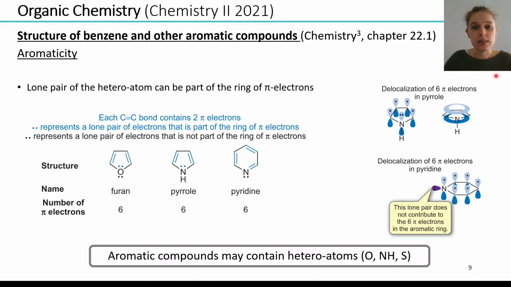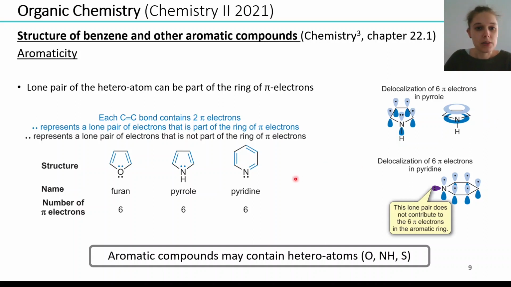And here you can see the orbital scheme of pyrrole. We have 2 carbon-carbon double bonds, and then we have the lone pair of nitrogen. Finally, based on the overlap of these p orbitals, we end up with 6 delocalized pi electrons in this ring.